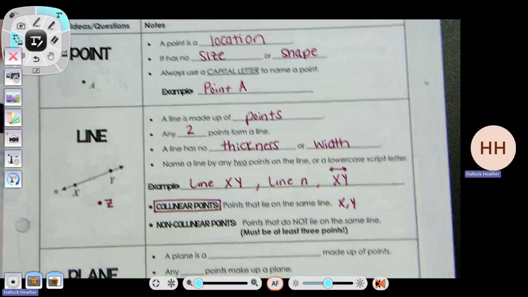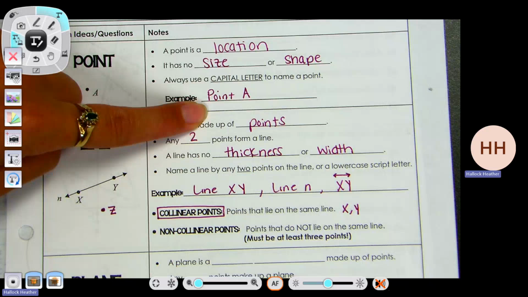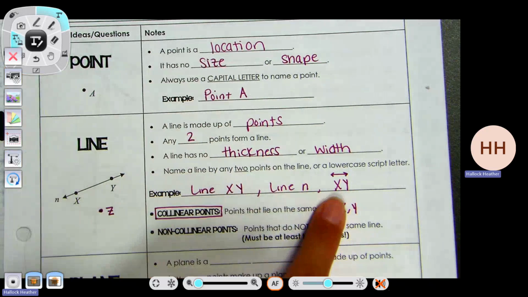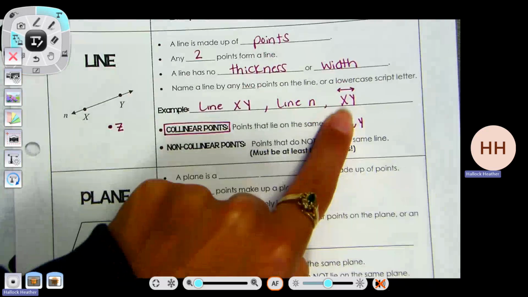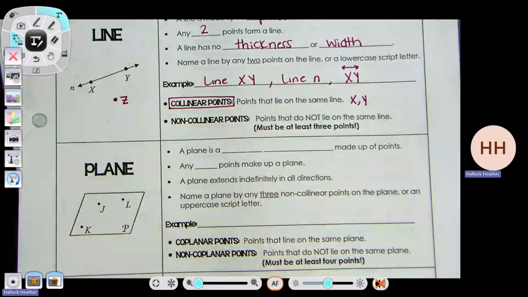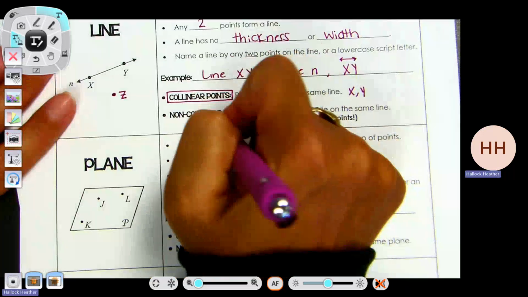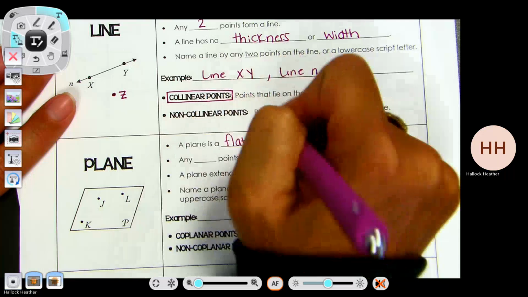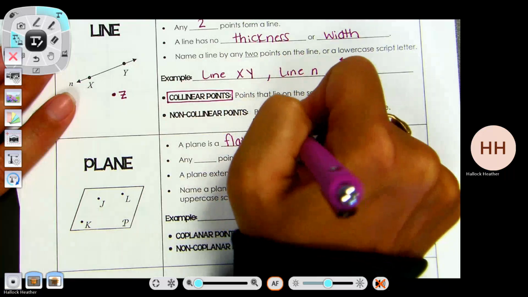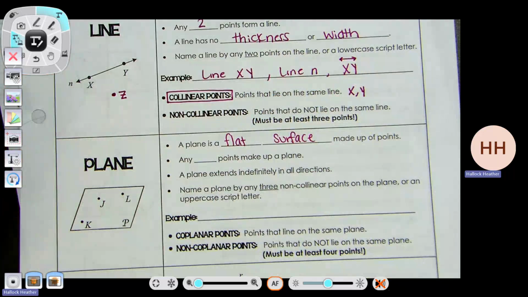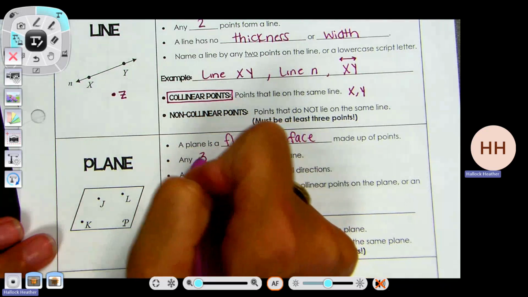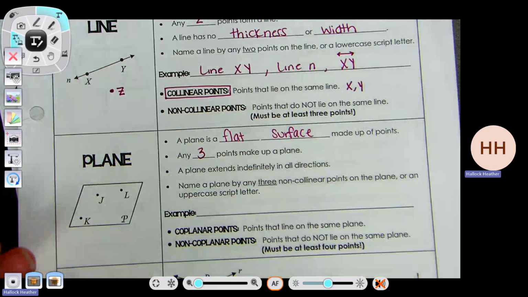So a point, you use 1 letter. A line, you use 2 letters. And then there's this thing called a plane. A plane is technically like your table. Okay? It's a flat surface. And a point, you need 1 letter. A line, you need 2 letters. Anybody guess how many points we need for a plane? We need 3 letters. So there's 3 letters minimum that make up a plane because it represents a space.